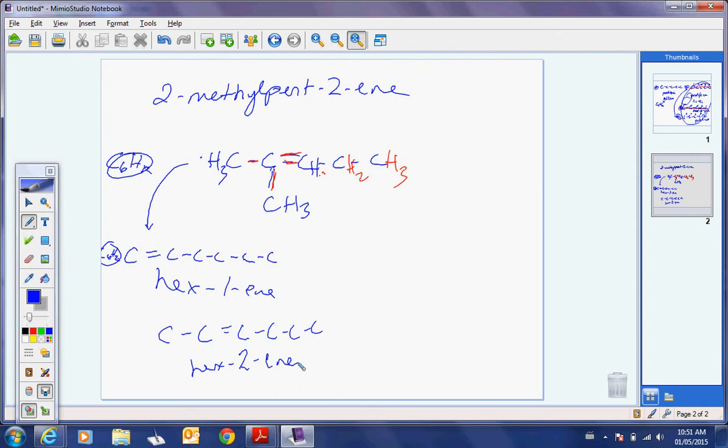Everybody all right? An isomer of this would then be hex-3-ene, 5, 6 with the double bond on there. Hex-4-ene? No, because it's the same as 2. I would start numbering it from right to left. So those are all the straight chains.